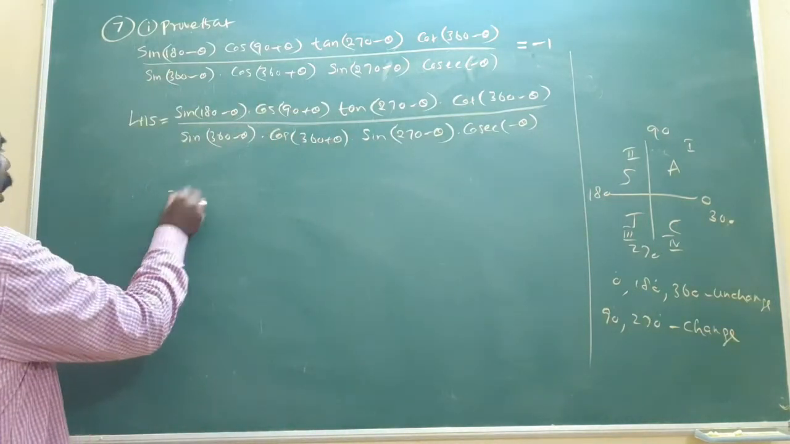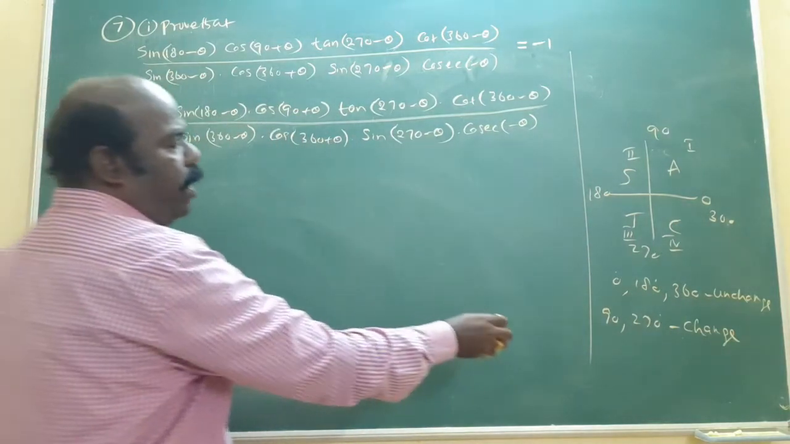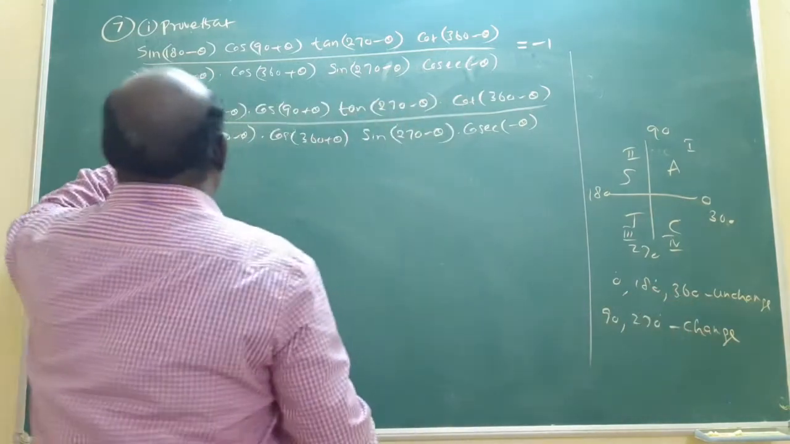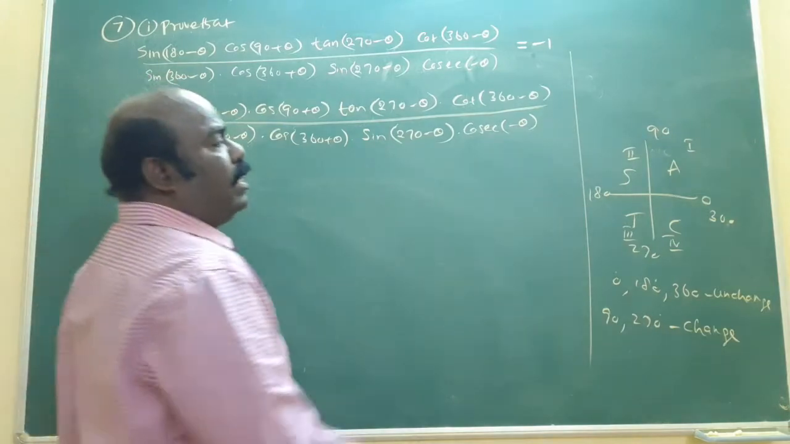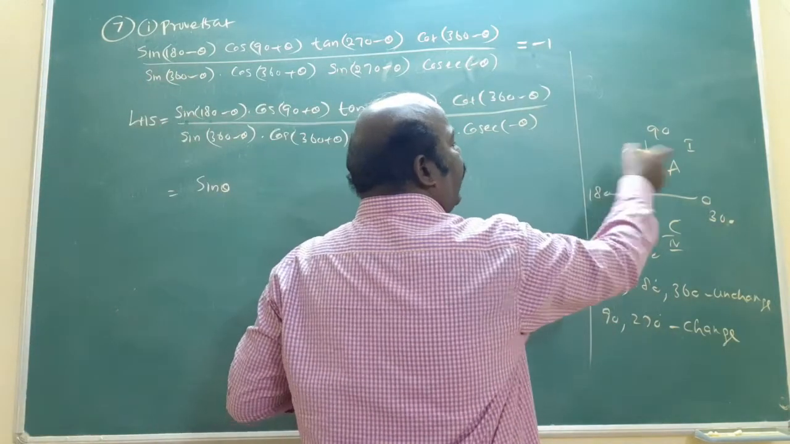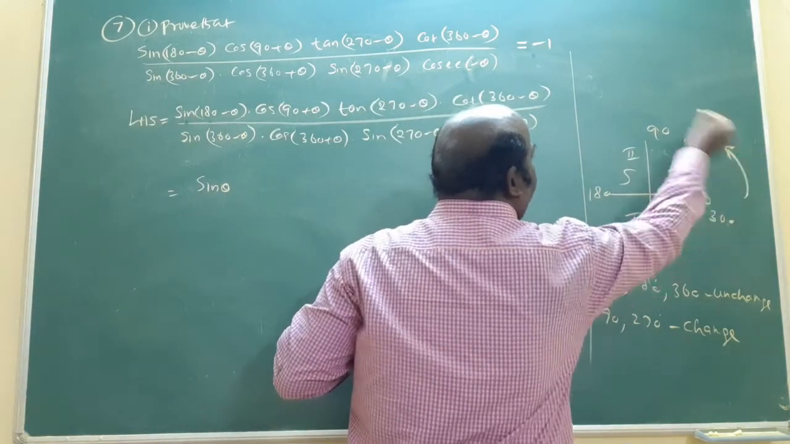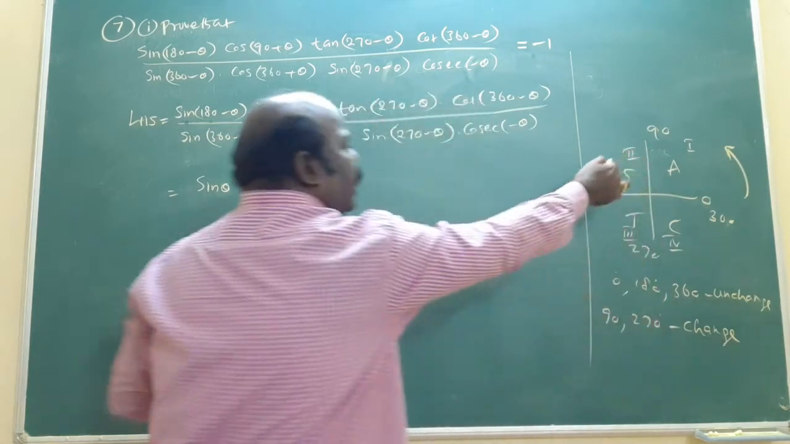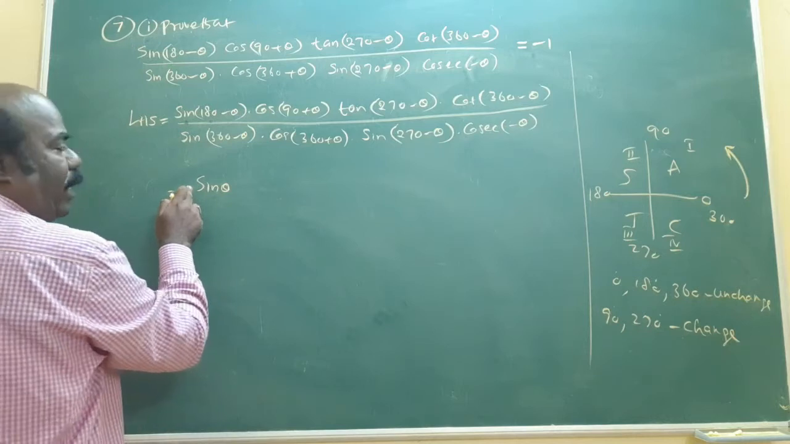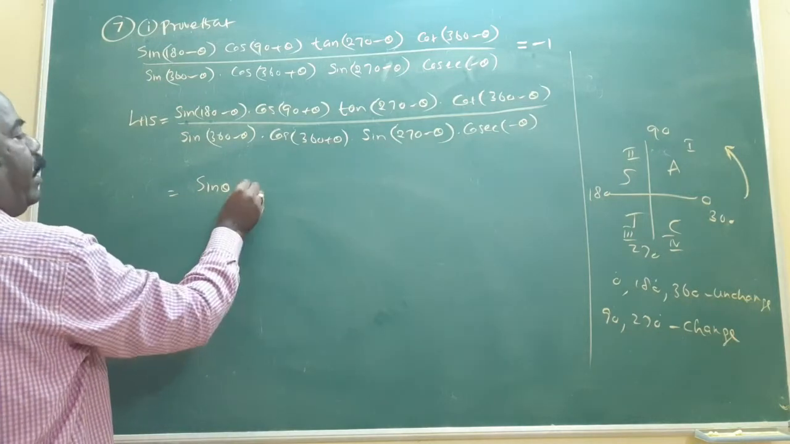Now, sin 180. 180 means what? Unchanged. So sin becomes sin theta. Now 180 minus, which quadrant? 180 minus means second quadrant. This is anti-clockwise only, no? 180 minus something means second quadrant. In the second quadrant only sin is positive. That's why plus, need not put any sign.